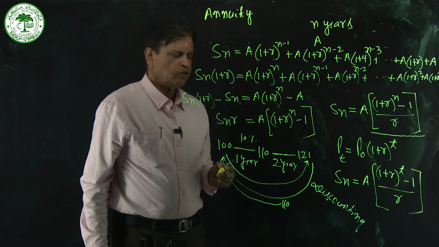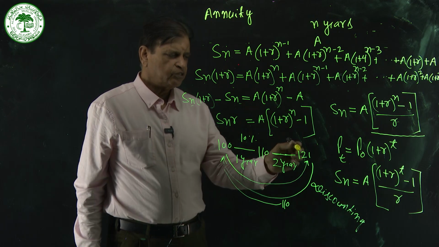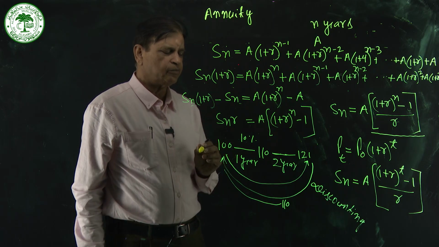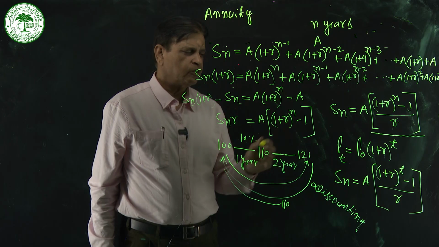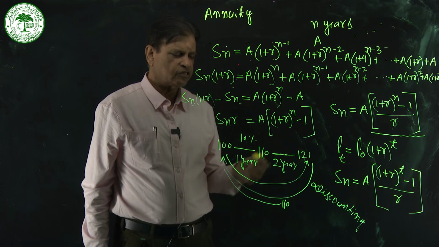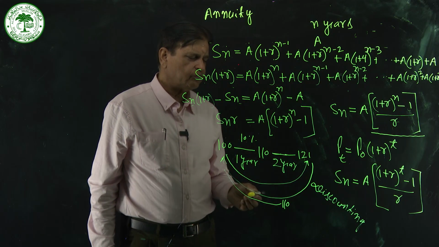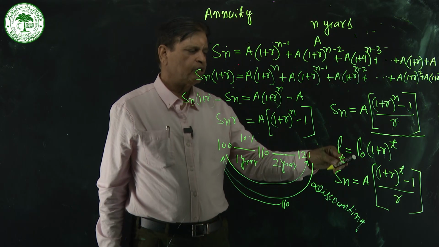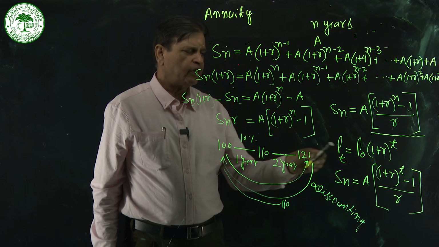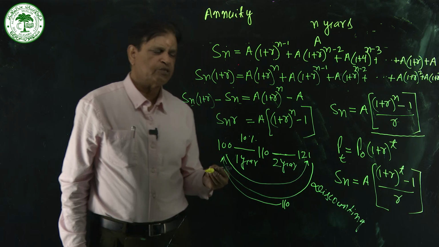We have already told you how to find out the future value if you are making a single deposit, or if we are making equal deposits at the end of each year, that is the sum of an annuity. Now, how to find out the present value? What will be the formula? The formula we can obtain from this one. This will help you to find a formula for calculation of present value.